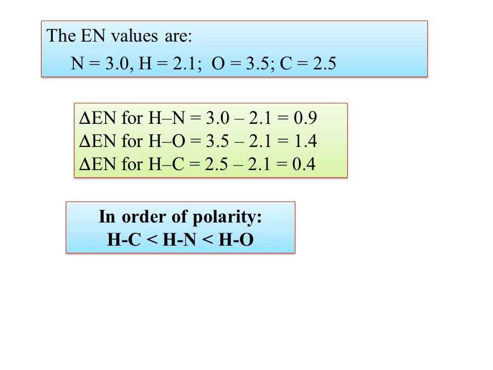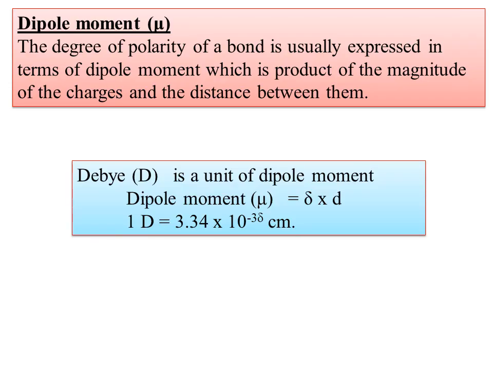For example, when you consider H and N, the difference is 0.9. Similarly, H and O is 1.4. Then H and C is 0.4. Based on that, we can say which one is more polar. All these are polar in nature. Between them, which is more polar? The order is HC, NH and HO. So from the electronegativity values, we can easily classify bonds into polar, non-polar and ionic.